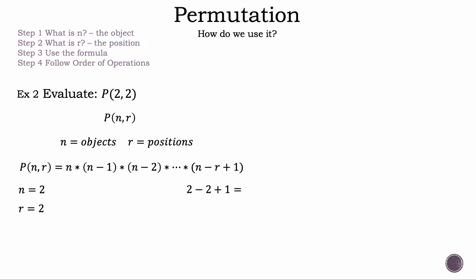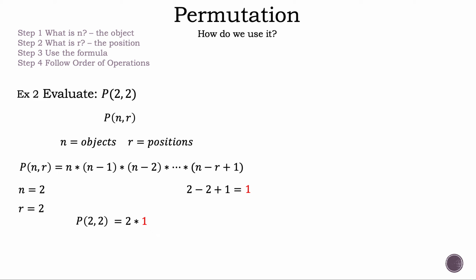So let's substitute 2 for each n, and 2 for each r. So now we have 2 minus 2 plus 1, and the result of that is 1. So now we know the last number in the last position, which is 1. Now, let's write down what 2 permutations of 2 is equal to. So, 2 times 1.